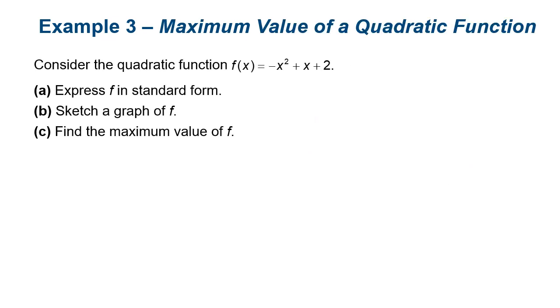All right, so let's look at this next one. f of x equals negative x squared plus x plus 2. So let's put it in standard form, we'll sketch the graph, and then we'll talk about the maximum value. In this case, it will be a maximum value because of the negative. Negative means we're going to have an upside down parabola. Upside down parabola means the vertex would be our max. Okay?